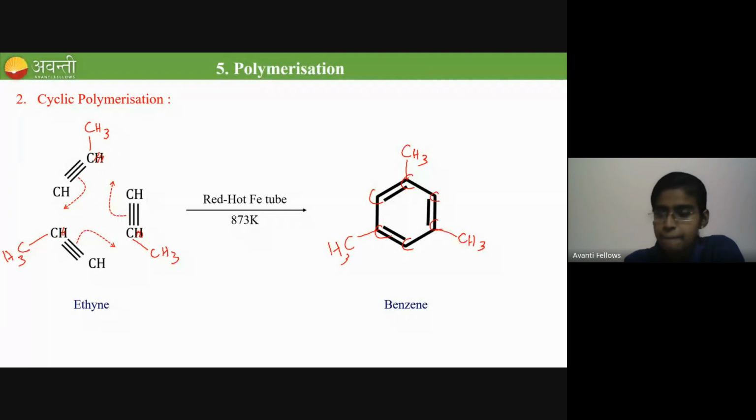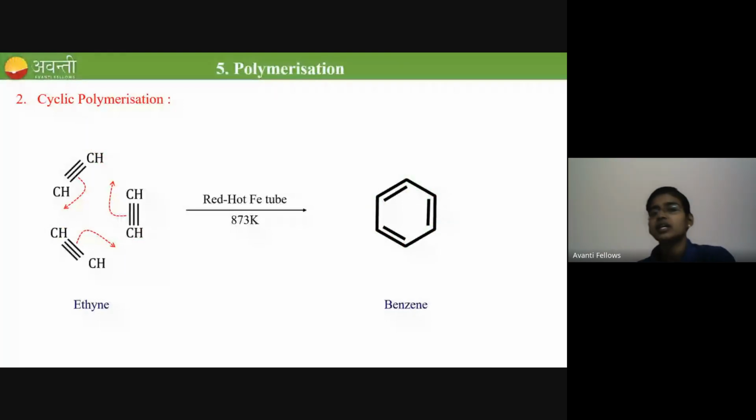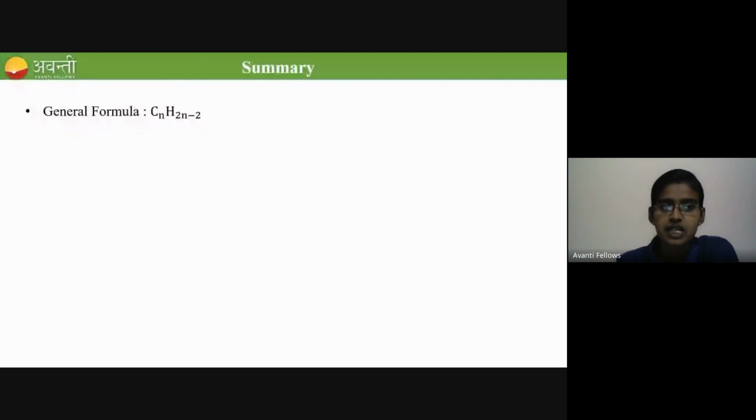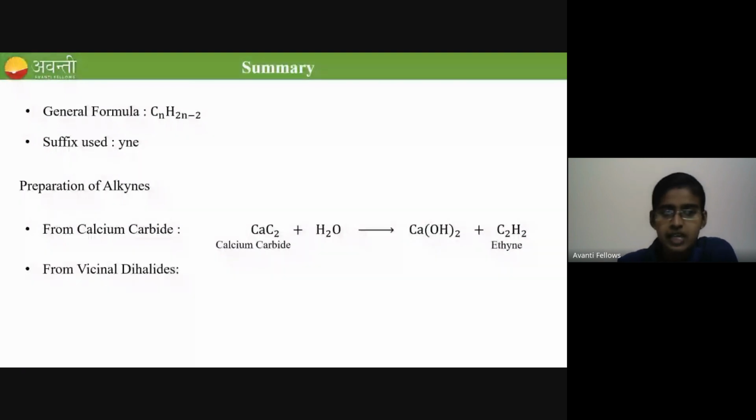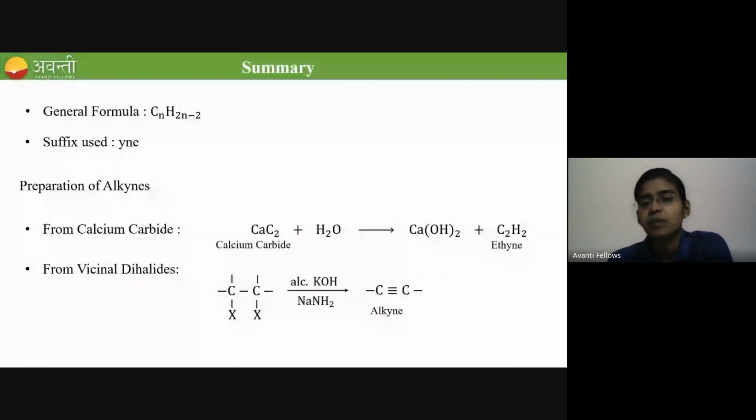Got it? So I hope this is clear to all of you guys. So this is the last chemical reaction of alkynes. So now let me summarize the alkynes part. Okay. So the general formula is CnH2n-2, and for nomenclature we have to use yne, and we have seen two preparations. One is from calcium carbide, and the other one is from vicinal dihalide. And in vicinal dihalide, we used the beta elimination reaction using alcoholic KOH and sodium.